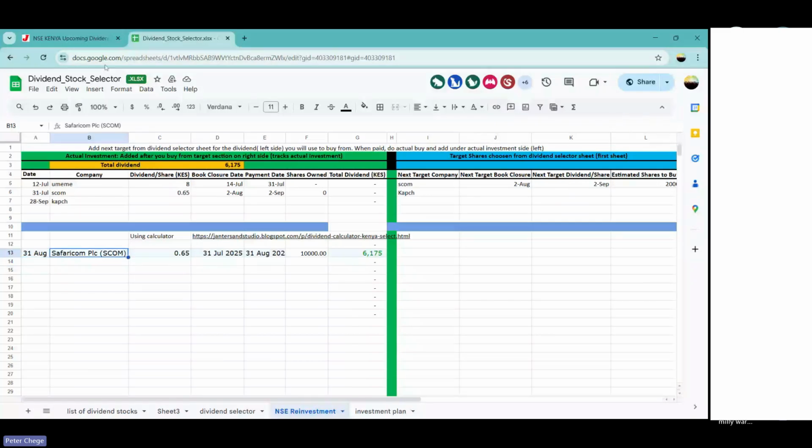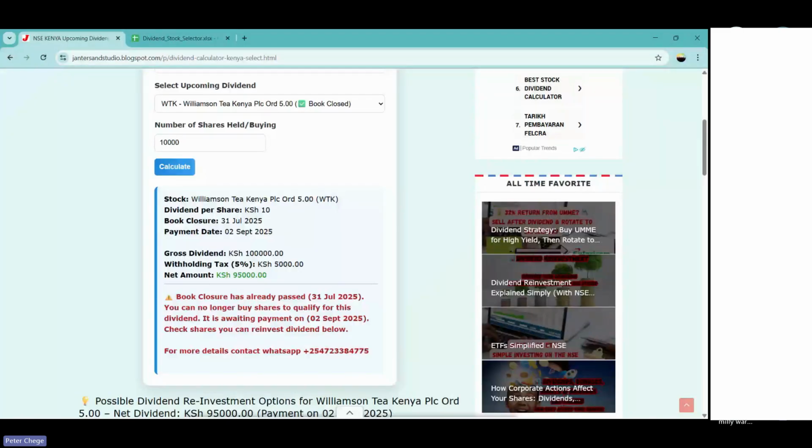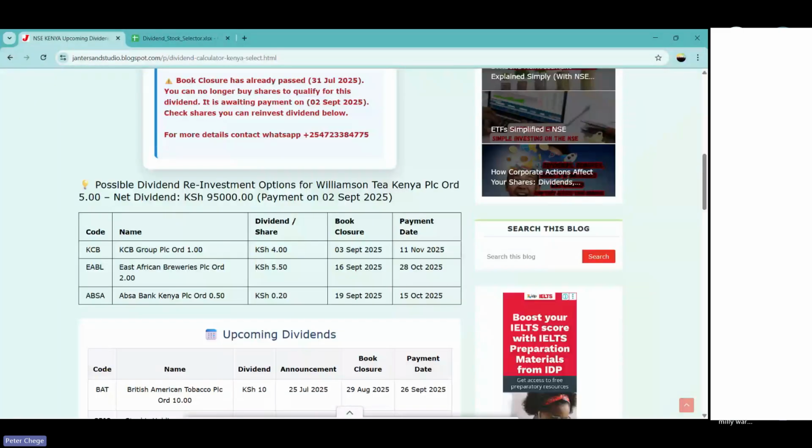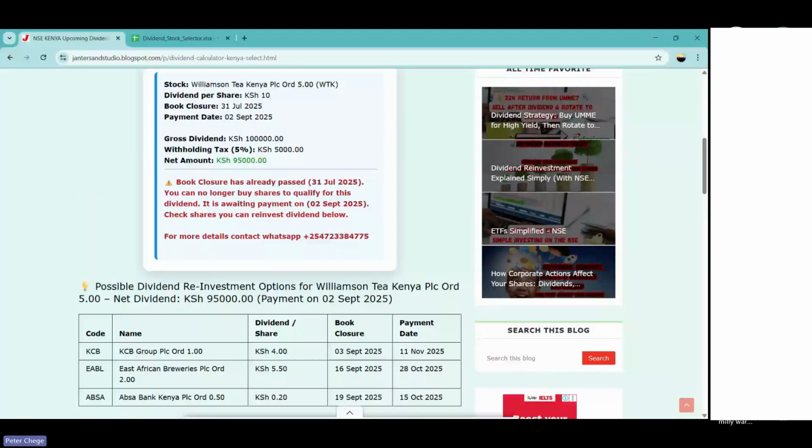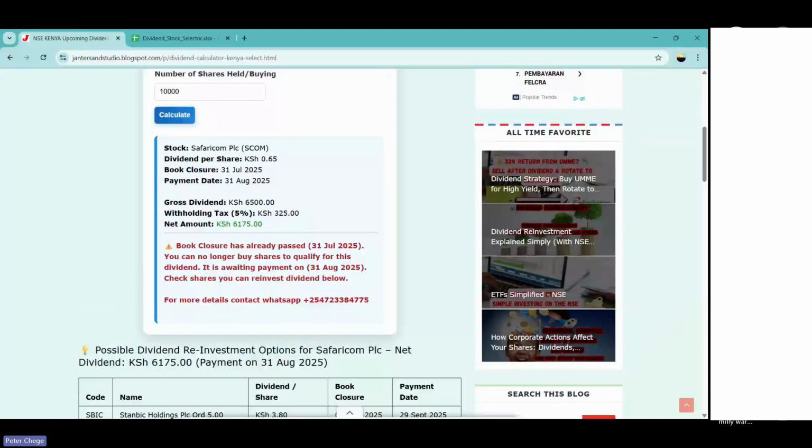Again, you don't need to go to the NSE price list. If you scroll down here, possible investment option, it is giving you the stocks that you can buy, the stocks that will close their books after the payment day for, let's say, the Williamson Tea dividend. Let me pick Safaricom because it's the one we are working on. Click calculate, it gives you the stocks. It is you as a client to decide which stocks you can pick.